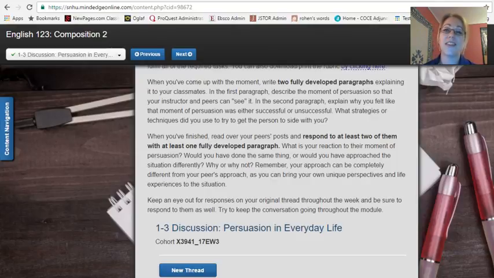Remember, persuasion is a type of arguing. It's a type of argument. It is not the act of getting in a fight. It's not the act of arguing. It is a type of argument to convince somebody. It's not standing on that soapbox saying, no, you're wrong.